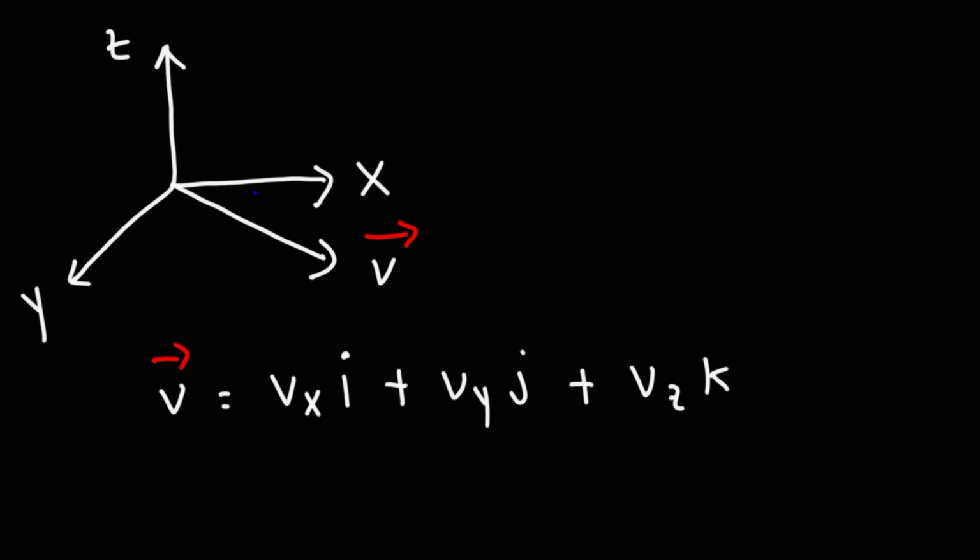The first one is the angle alpha. Alpha is the angle between the x-axis and the vector v. Let me use different colors. So that's the angle alpha. Next, we have the angle beta, which is between the y-axis and the vector v. And then gamma is between the z-axis and the vector v.